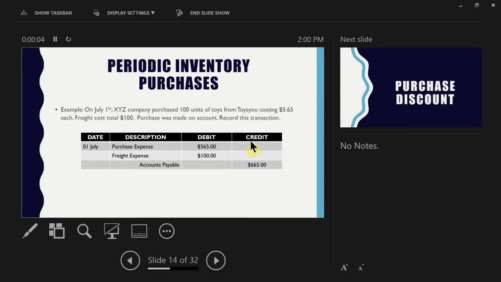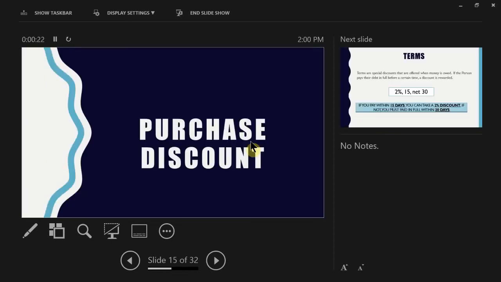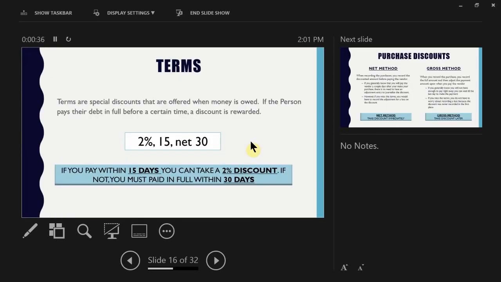Once again, when we're making purchases of inventory, we're going to recognize our purchase expense and freight expense. They're two separate costs, and we're going to add them all together in our accounts payable. So that's how you journalize this. And then we have a purchase discount. Every purchase that we make, we also need to assume whether there will be purchase discounts available.